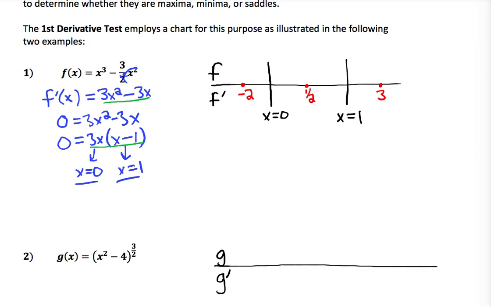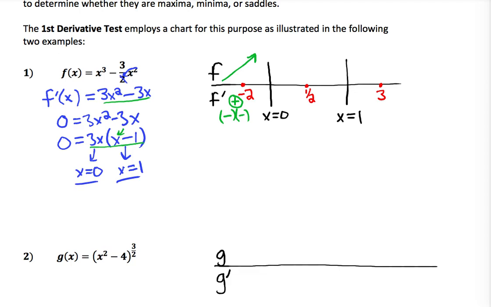So -2 put into this first factor is going to make -6, but the key is the derivative is negative for that factor. When I put -2 into here, -2 minus 1 will also be negative. That means that the derivative overall there is going to be a positive. And so on my first derivative test chart, that means that f prime is positive. That means that the function is increasing in that area from negative infinity up until 0.